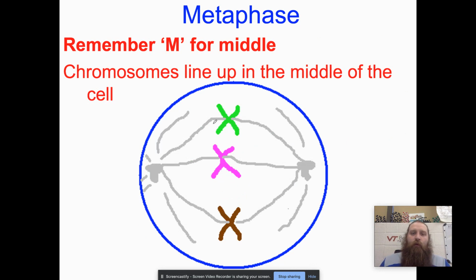In metaphase, M is for middle. Meta means the middle. All the chromosomes are lining up in the middle of the cell, and the spindle fibers are going to attach to the sister chromatids at the centromere, right there. That's metaphase. The chromosomes are in the middle.